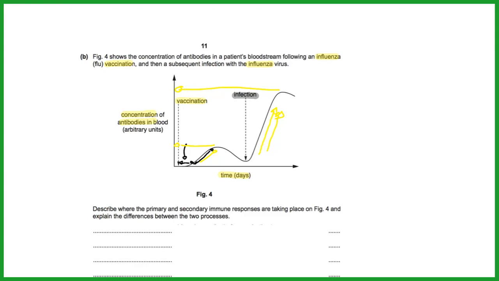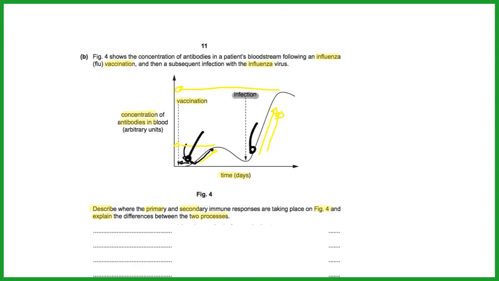Now, this is a classic graph that you must be able to explain. It usually comes up at least once in an AS paper, and the question asks you to describe where the primary and secondary immune responses are taking place on figure 4, and explain the differences between the two processes. So describe where they're occurring. Well, the primary immune response is occurring here, and the secondary immune response is occurring here.